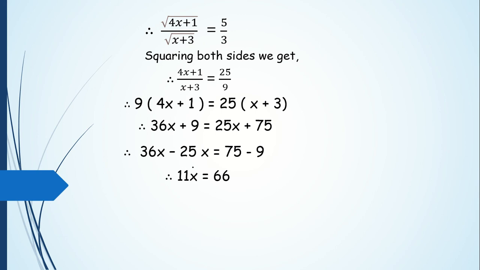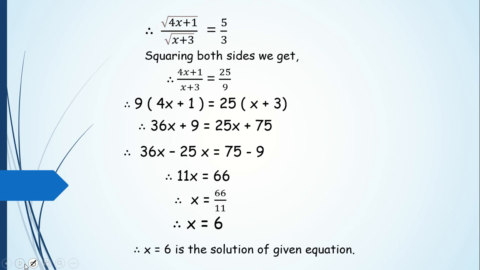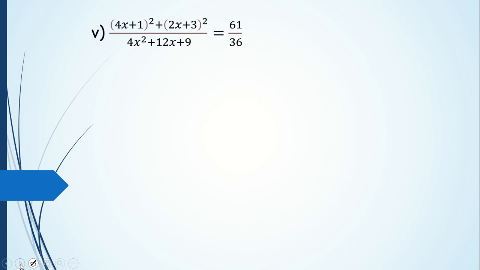So x is equal to, this 11 is multiplied with x. It goes to that side and becomes division. So that's x is equal to 66 upon 11. So therefore x is equal to 6. Therefore x is equal to 6 is the solution of the given equation. Let's proceed to the next sum.